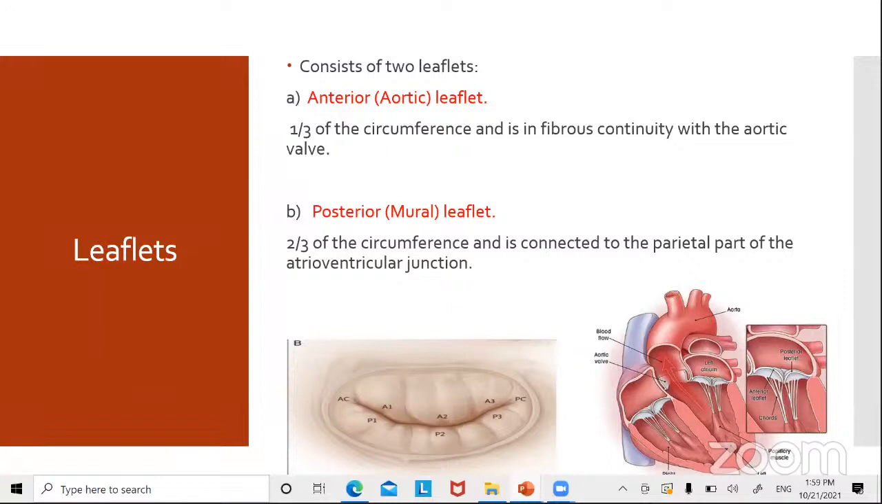The anterior mitral leaflet takes approximately 2/3 of the cross-sectional area of the mitral valve orifice, and it's related to the LVOT via the aortomitral curtain. The posterior leaflet takes up to 1/3 of the cross-sectional area of the mitral valve orifice and is connected to the parietal part of the atrioventricular junction.